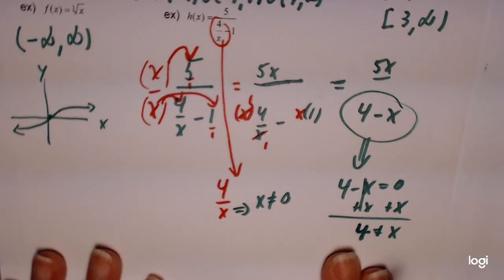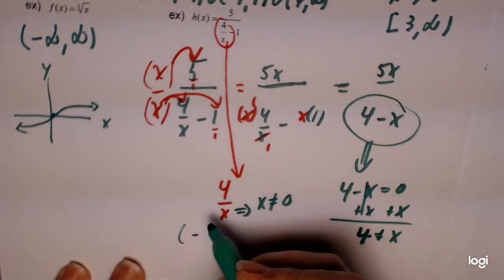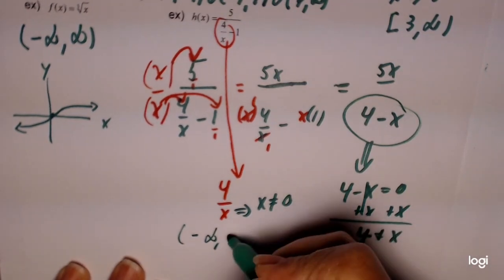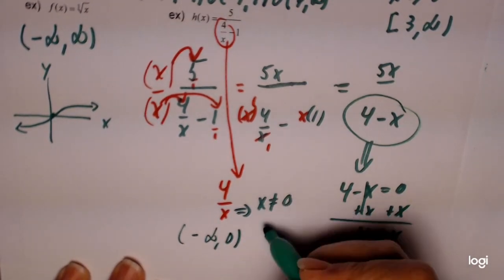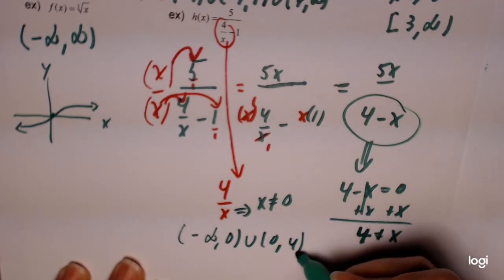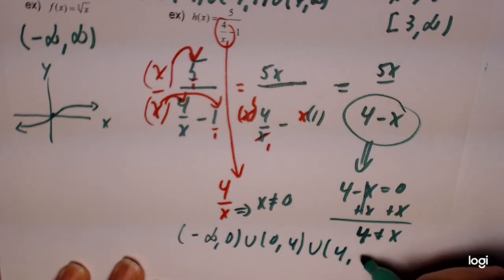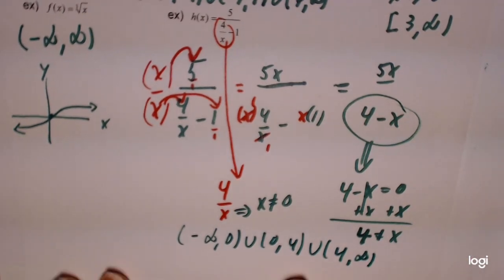So just to finish this up, in interval notation, we would go from negative infinity, we would stop at 0, which needs to be kicked out. Then we would go from 0 to 4, stop at the 4 because that's excluded, and then finally from 4 to positive infinity.